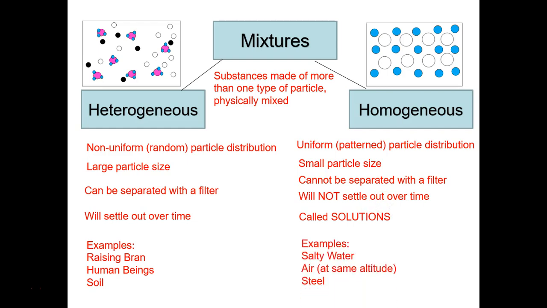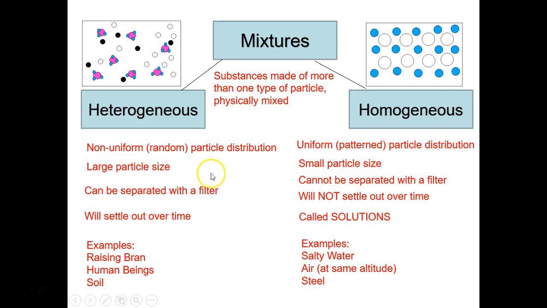Now, the examples of homogeneous mixtures are salty water, air, or steel. Steel is kind of an interesting one. It's actually a mixture of iron and carbon. And when you change the proportions of iron and carbon, you change the properties of the steel. If you want your steel to be more flexible, you put less carbon in. If you want it to be less flexible, more brittle, you put in more carbon.